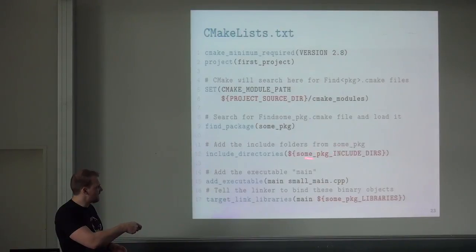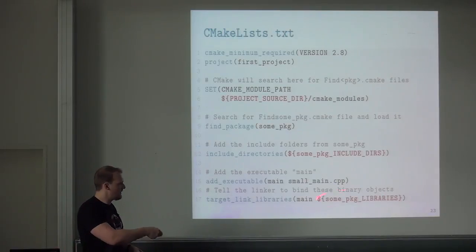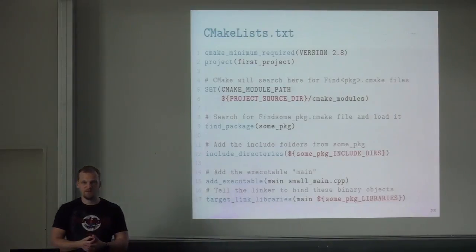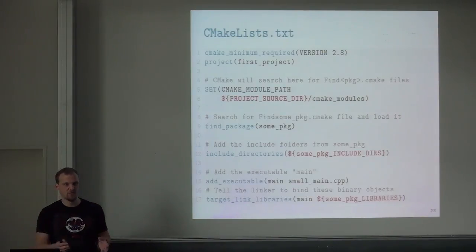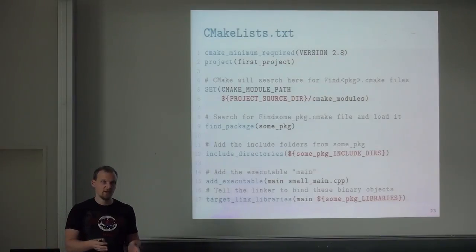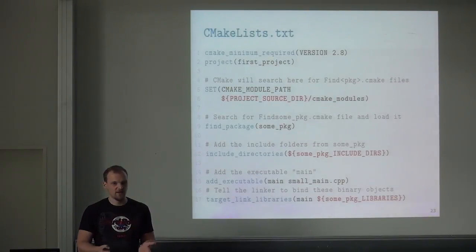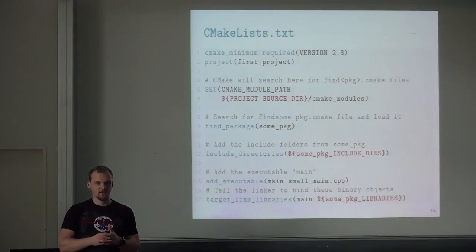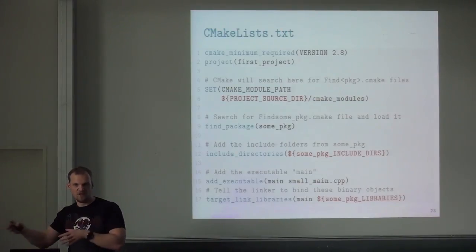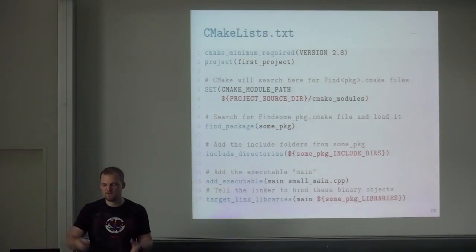So you have exactly the name of your package, then underscore include dirs, or exactly the name of your package underscore libraries. And this will contain all the libraries defined by this package, and this will contain all the include directories defined by this package. This is not true for all the packages that you might want to find. Unfortunately, it annoys me as hell, but sometimes it's not like that. But you can always just find the Find file, look into it, see what it defines. It's just a CMake file.